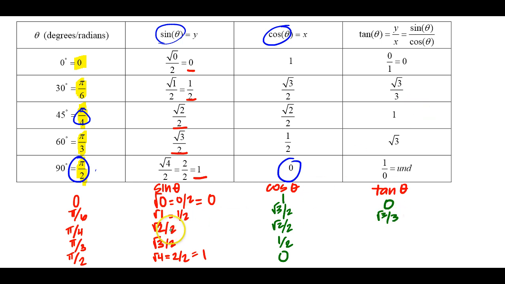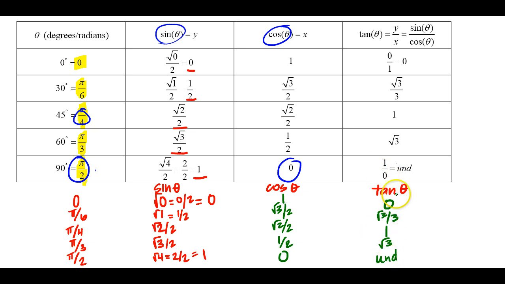And then radical 2 over 2 divided by radical 2 over 2, so sine over cosine. The same number over the same number, that's 1. Rad 3 over 2 divided by 1/2, that's going to simplify to rad 3. And then finally, we have 1 divided by 0, right? 0 on the bottom's bad, so that is undefined.